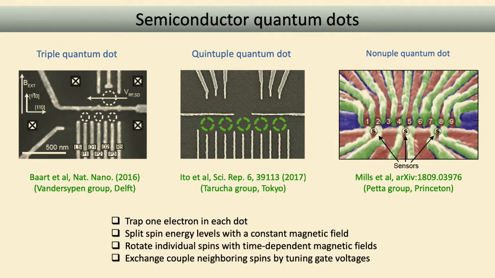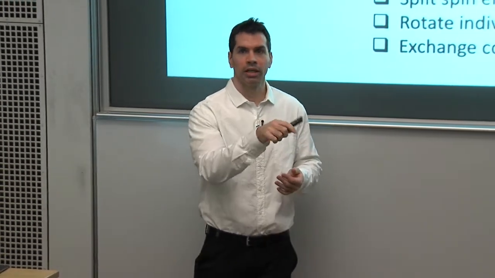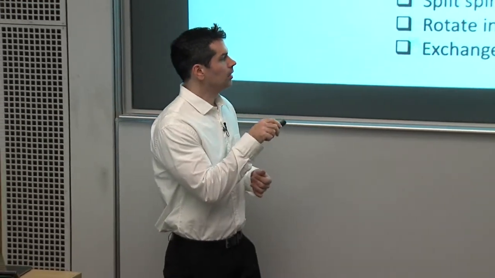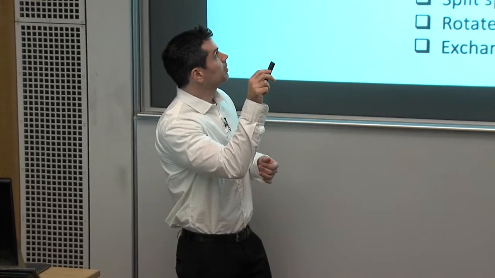So we can trap one electron in each dot. We can separate the spin up energy level from the spin down energy level by applying a constant magnetic field. We can rotate the individual spins with time-dependent magnetic fields, which couple directly to the spin. So just by sending in a magnetic pulse, you can make the spin rotate any way you want. And then you can couple neighboring spins just by tuning these gates here.